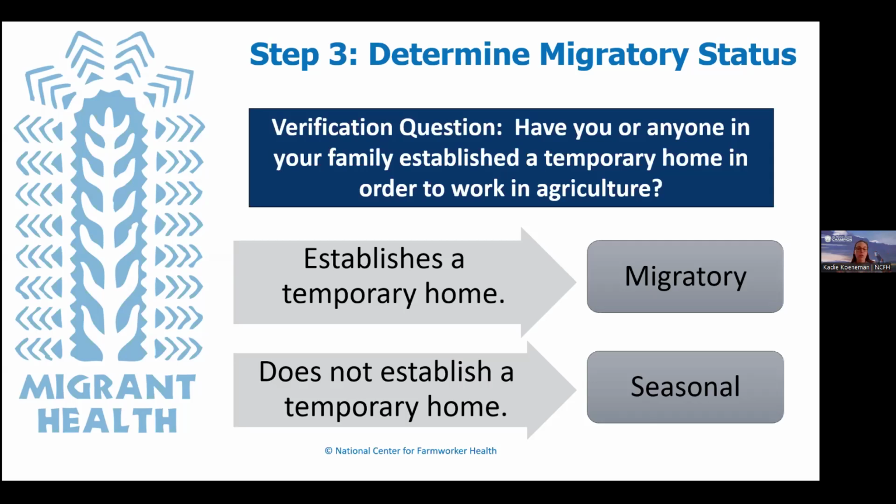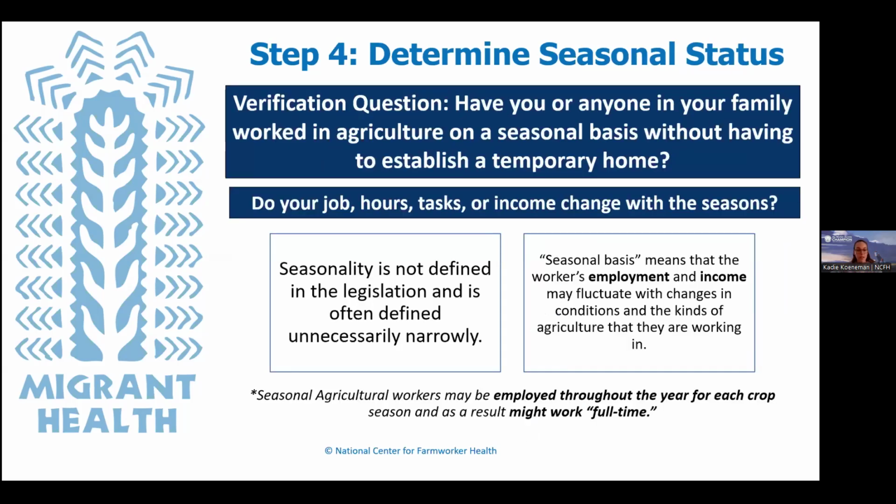So you have to establish a temporary home in order to do work. So you don't have to cross borders, state lines, certain number of miles or hours of travel. It just is whether you have had to establish a temporary home. So if they do not have to establish a temporary home in order to do agriculture, we move on to step 4 to determine whether they might be a seasonal agricultural worker.